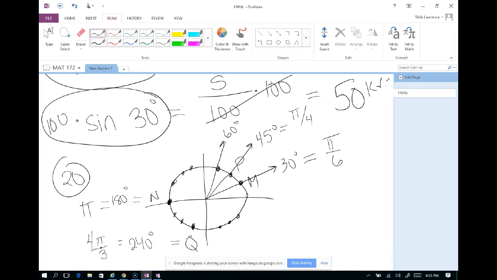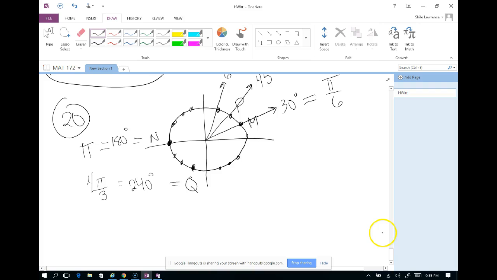They also want a negative answer. So to get your negative answer, what you need to do is subtract 2 pi from each of these. So for M, one of the answers is pi over 6. The other answer is going to be pi over 6 minus 2 pi, because what that's going to do is go clockwise around the circle and stop in the same spot.